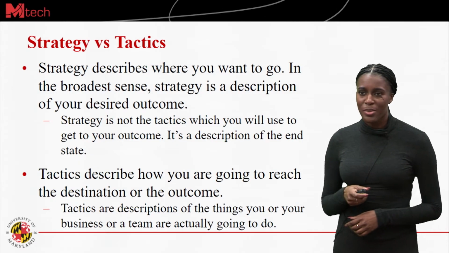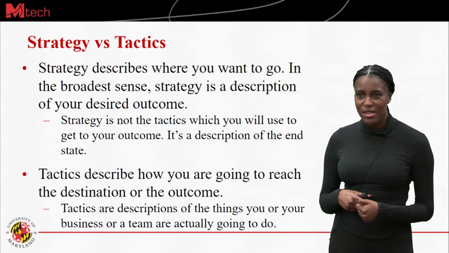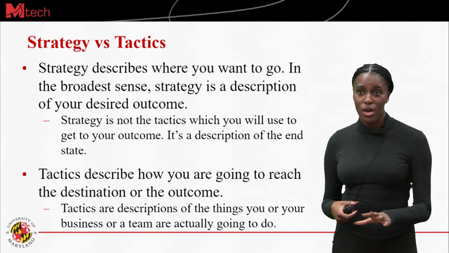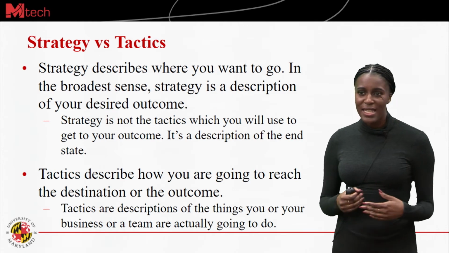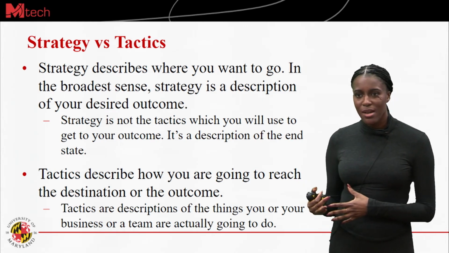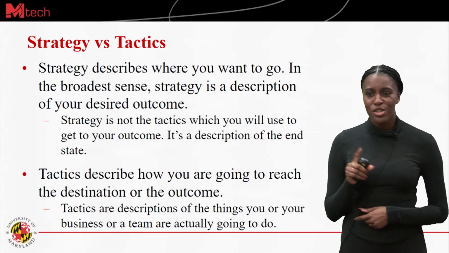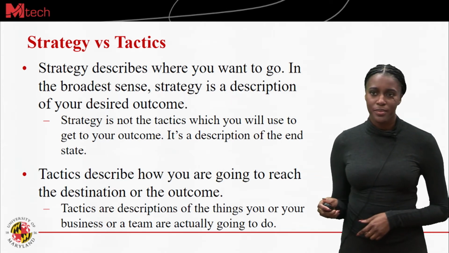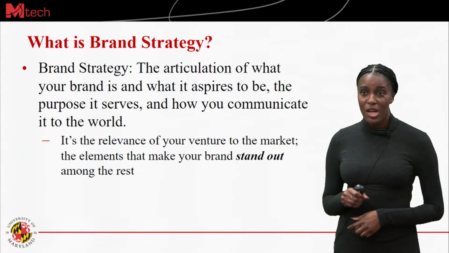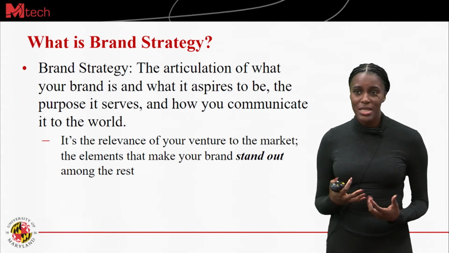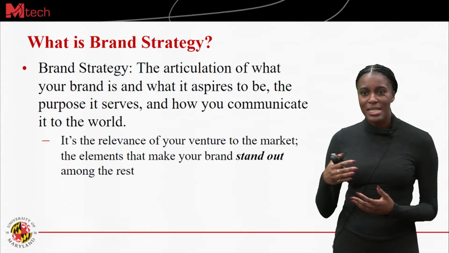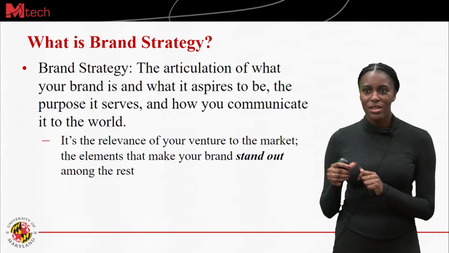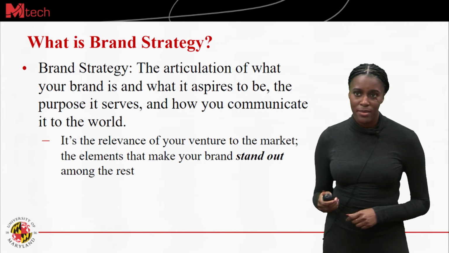Now, when thinking of brand personality, you have strategy and then you have tactics. Strategy describes where you want to go in the broadest sense, and it's a description of your desired outcome. Tactics describe how you're going to reach that destination, or the specific steps that you're going to take. So when we talk about brand strategy, what we're really saying is this is what the brand is and what it aspires to be, the purpose it serves, and how we're going to communicate it in the world.